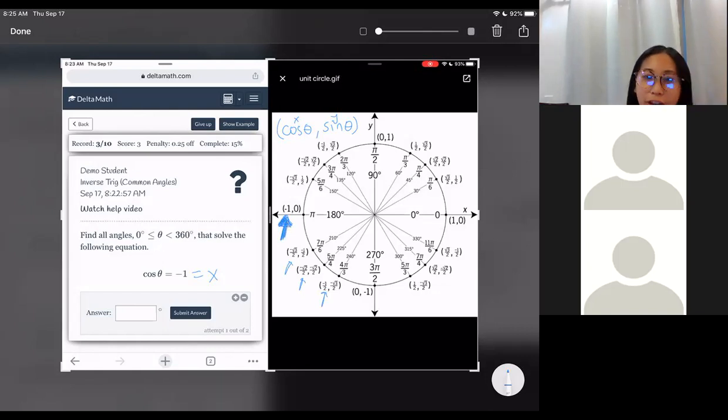Okay, so we found our x value, we found our cosine, we found where it equals -1, then we just need to tell Delta Math the angle. So this is the angle, this is our answer. See, cosines and sines are much simpler than the tangent. The tangent's the crazy one.